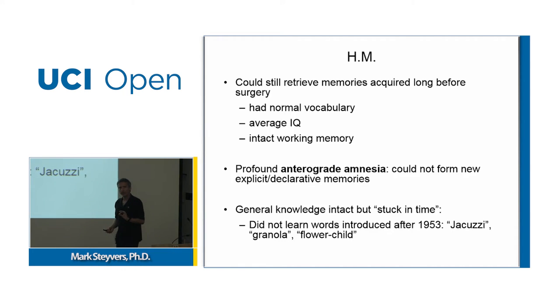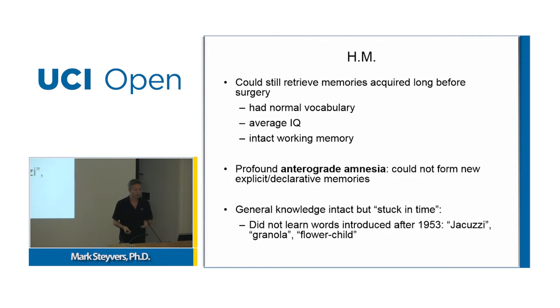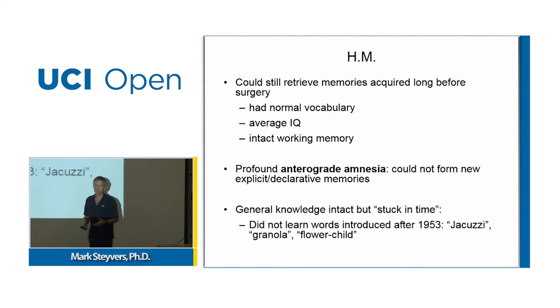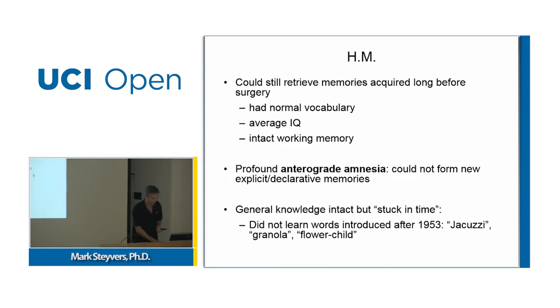A more subtle effect was that he didn't learn new facts or general knowledge. There were some words that were introduced after 1953, like jacuzzi, granola, flower child. He did not learn those words. So it suggests that both his episodic as well as semantic memories were impaired in terms of the new stuff entering there.